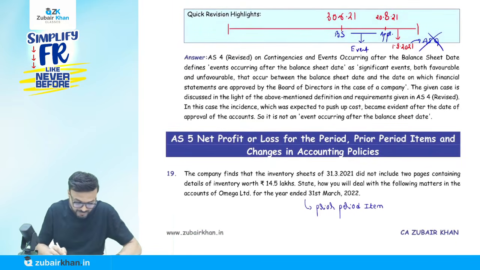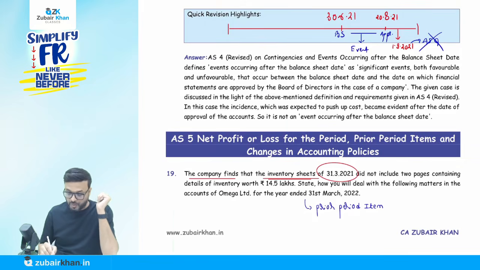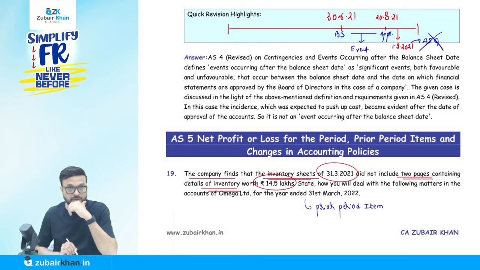The company finds that the inventory sheet on 31st of March 2021 did not include 2 pages containing details of inventory worth rupees 14.5 lakhs. Say how you will deal with the following matters in the accounts of Omega Limited for the year ended 31st March 22. Now please understand the question first.